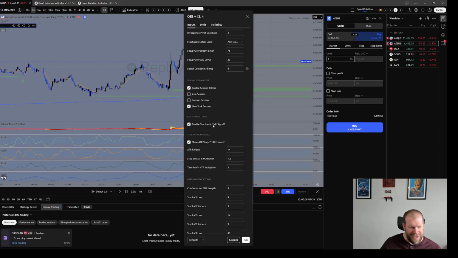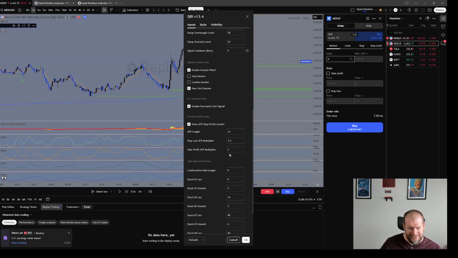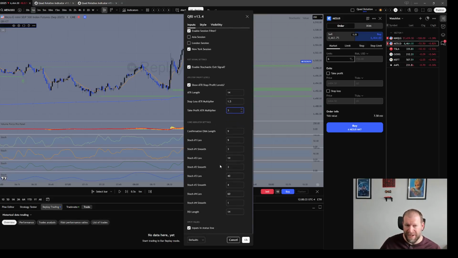I do have my stochastic signal exit, and then I'm looking at my ATR for stop and profit levels, okay? So this is a 14 length ATR, and I've got a 1.5 multiplier, so it knows my stop loss is supposed to be 1.5 compared to 3 for my take profit. Gives me a simple 2-to-1 ratio. I don't always take those. Again, I've talked to you guys about that. I don't focus a lot on that risk to reward ratio. I focus more on capital preservation. I think that's the important thing to focus on.